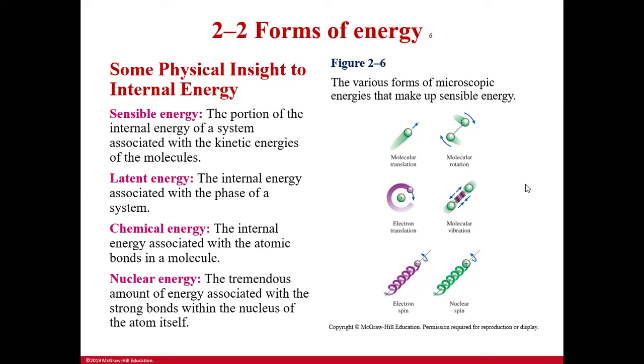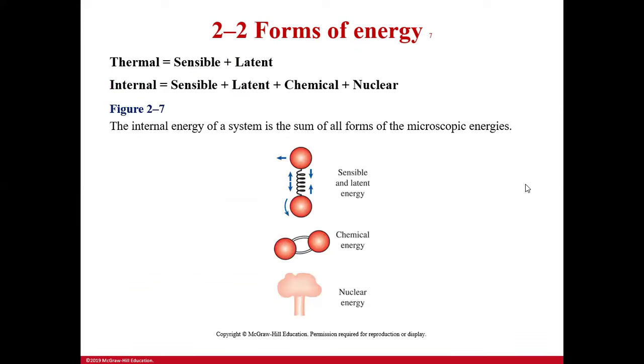And then you have nuclear energy, the tremendous amount of energy associated with the strong bonds within the nucleus of the atom itself. Then you have thermal energy, which is sensible plus latent energy, and internal energy is sensible plus latent plus chemical plus nuclear. Internal energy of a system is the sum of all forms of microscopic energies.